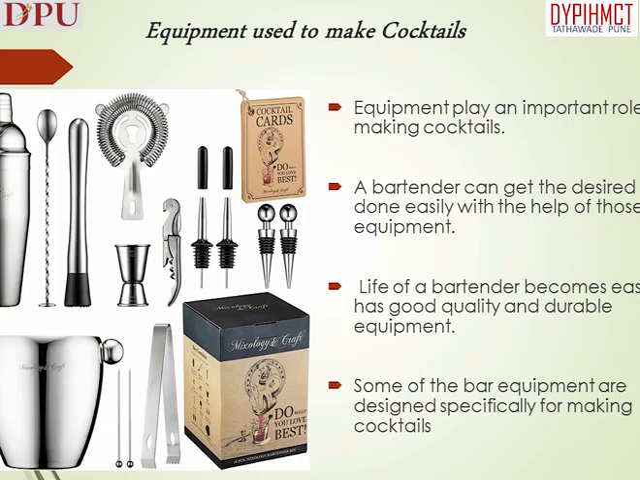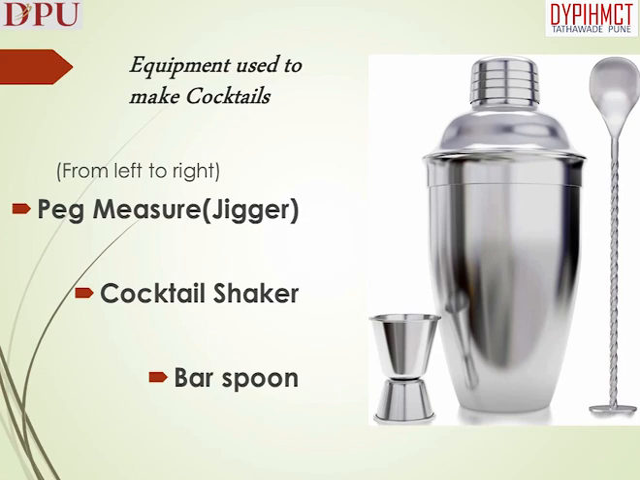Let us go through the equipment used to make cocktails. Equipment plays an important role in making cocktails. A bartender can get the desired task done easily with the help of this equipment. A bartender's life becomes easy if he has good quality and durable equipment. Some of the bar equipment is designed specifically for making cocktails. Some of the important equipment used to make cocktails are the peg measure, cocktail shaker and bar spoon.